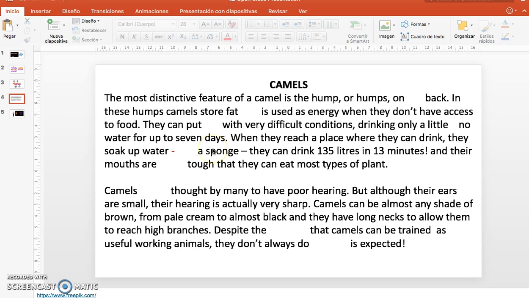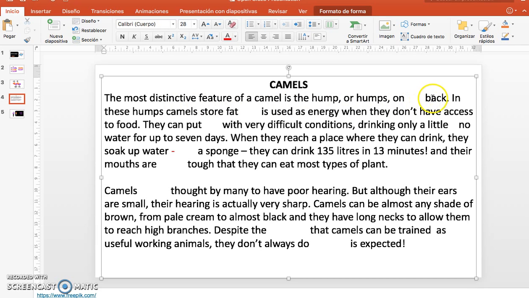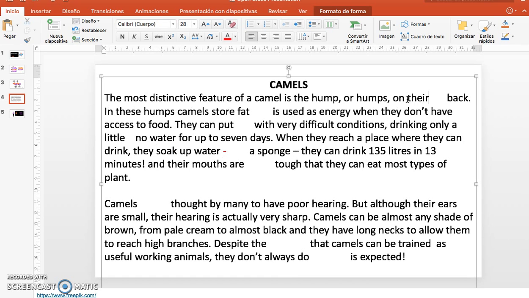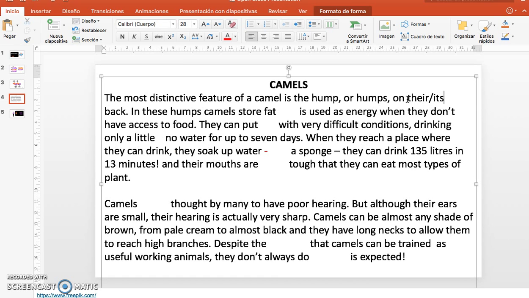So we are going to start doing the exercise and explaining every single gap. As you can see, the topic is about camels, and it provides some general information about camels. We are going to start. The most distinctive feature of a camel is the hump or humps on... So basically we are talking about a part of their body. What we must consider here is if we are talking about a plural noun or a singular noun. So at first place we will say that their or its.